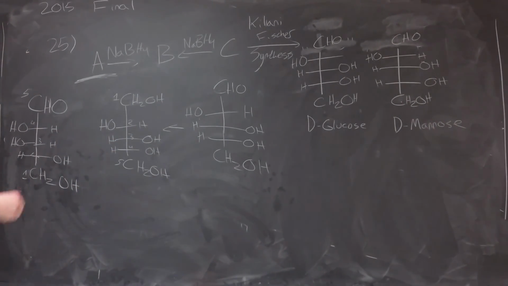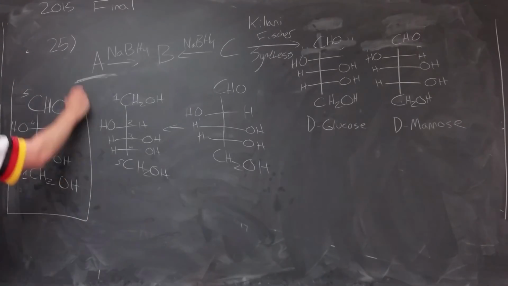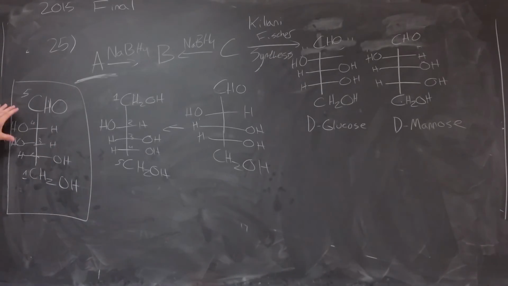And so that was the trick of this question, but for our answer, this is our structure for A, where you have 2 OHs on the left, 1 OH on the bottom right, and then your standard aldose structures beyond that. But that's how you got to the answer for number 25.